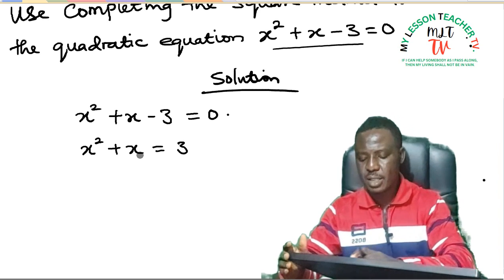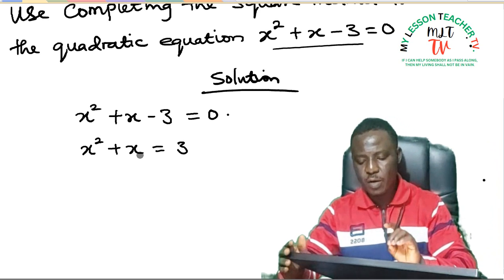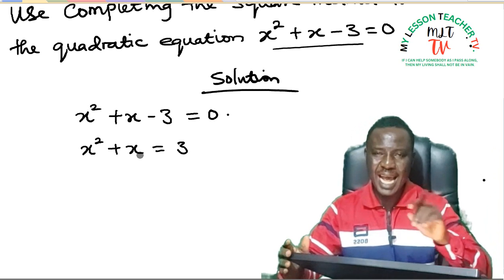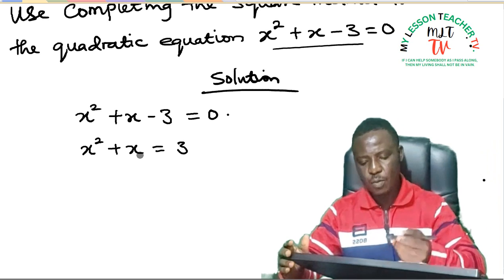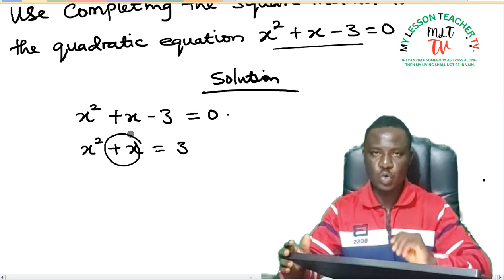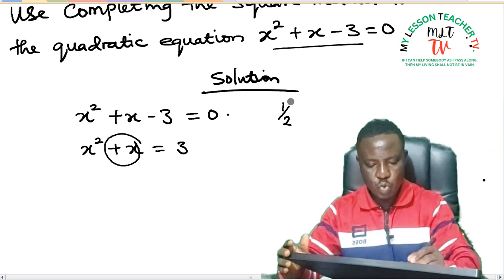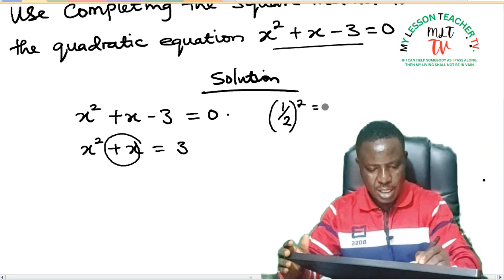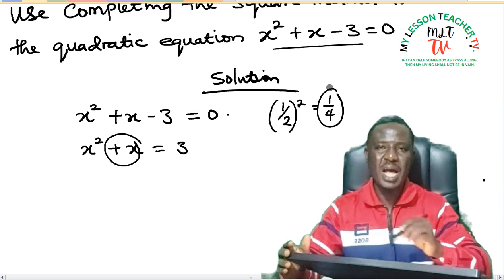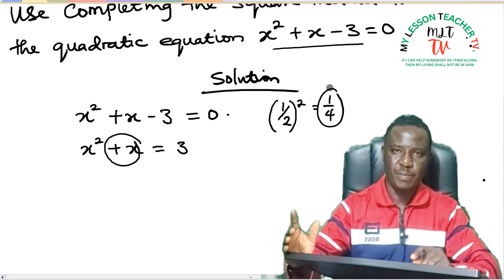Now, in order for us to make the left-hand side a perfect square, we need to look for half the coefficient of x, square it, and add it to both sides. First and foremost, what is the coefficient of x? The coefficient of x, which is this, is plus 1. So half of plus 1 is 1 over 2, which is half. Square it, and it will give you 1 over 4. Now, this 1 over 4, you have to add it to both sides. When you do, it gives you a perfect square.